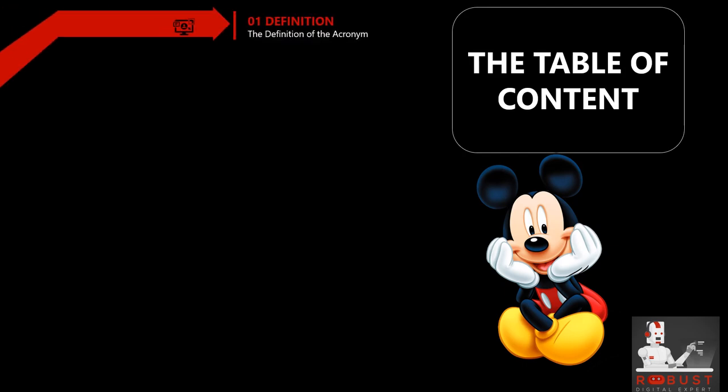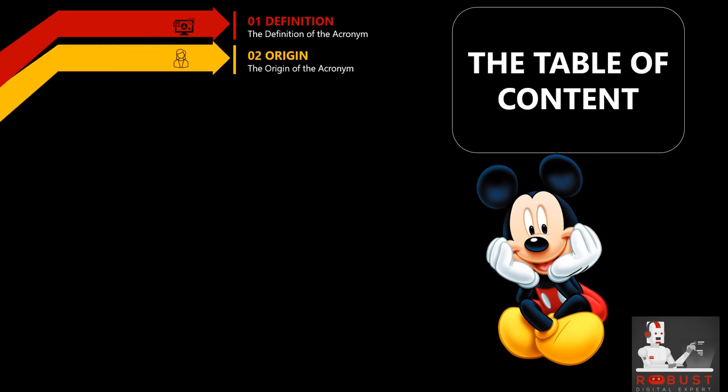The table of contents. Definition. We initiate with a precise and comprehensive definition of the acronym, emphasizing its significance within the realm of the field. Origin. We delve into the origin or source of the acronym, providing pertinent background information and historical context. This aids you in understanding the emergence of the acronym.